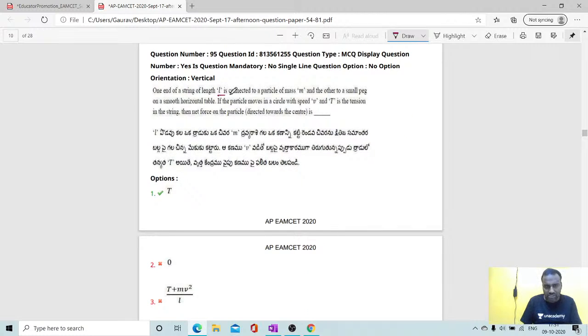One end of a string of length L is connected to a particle of mass M and the other to a small peg on a smooth horizontal table. If the particle moves in a circle with a speed v and tension is T in the string, then the net force on the particle will be? It's a very nice question, students.